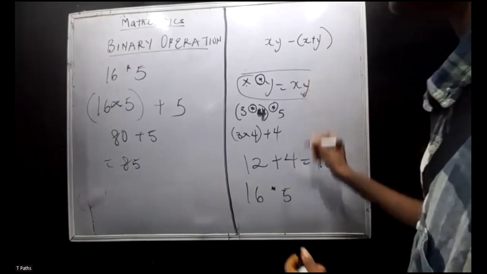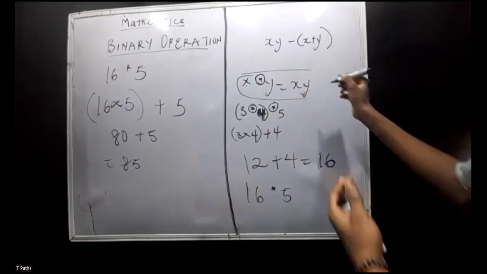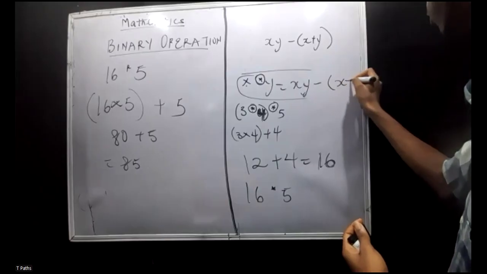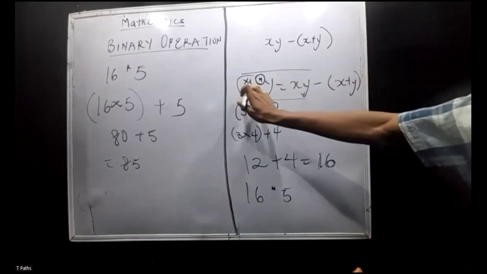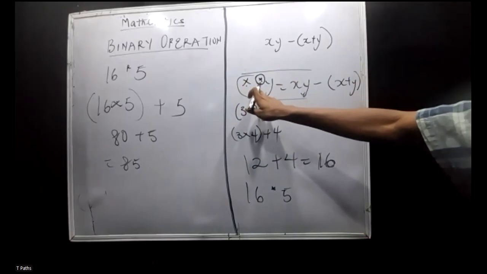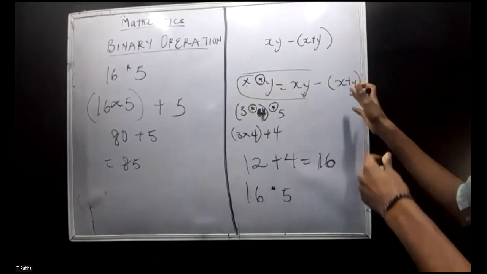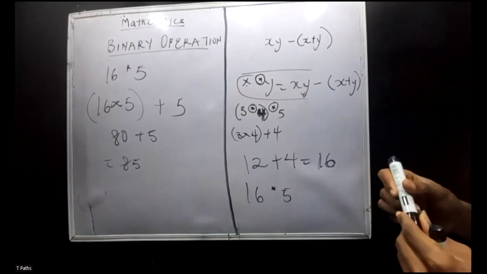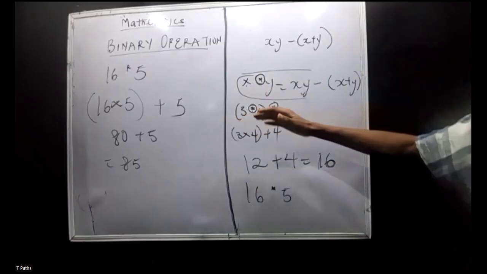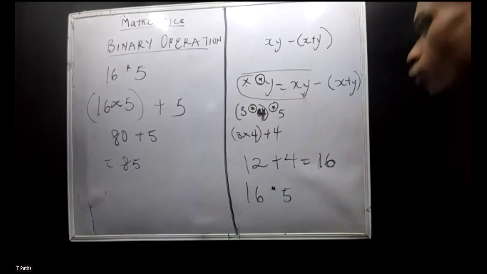We can take that as another example. All right, we've done this, so let's work on this: xy minus x plus y. The operation of this gives this value xy minus x plus y. So this is the rule of this question. Now let's do 3 operation 4 operation 5. Let's go over it.